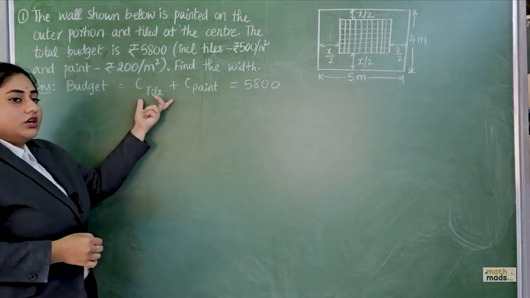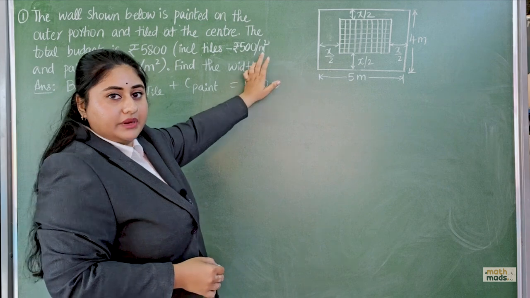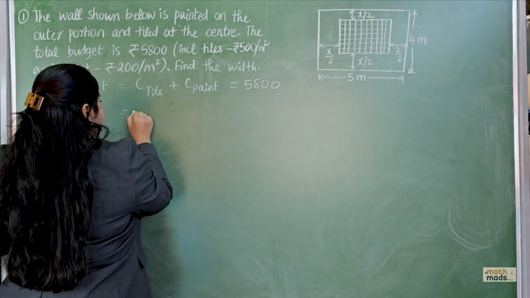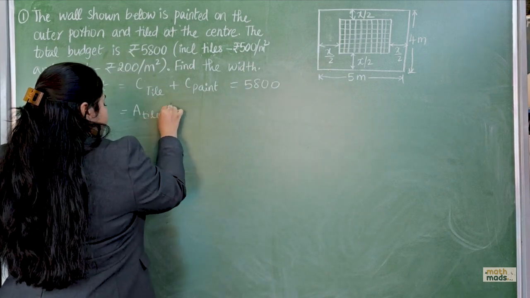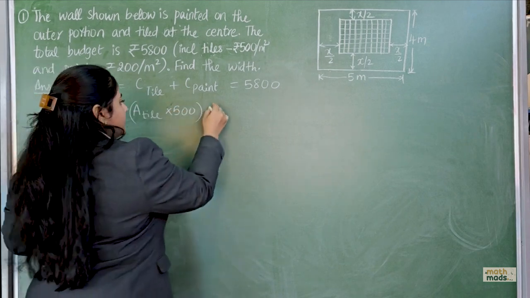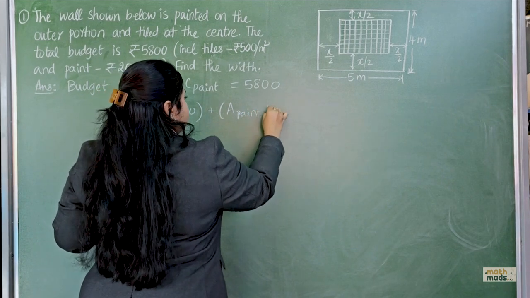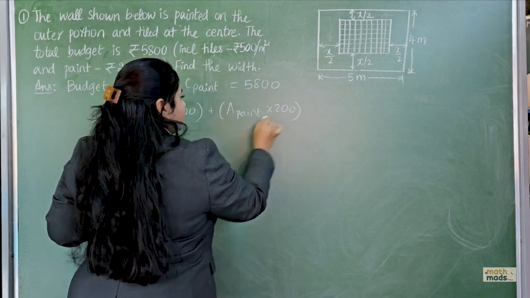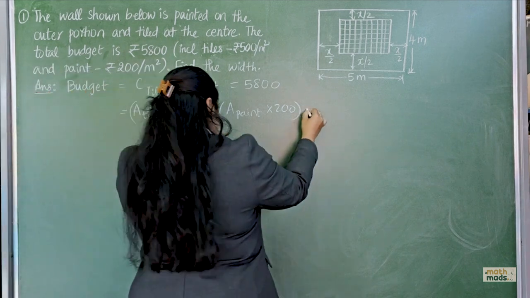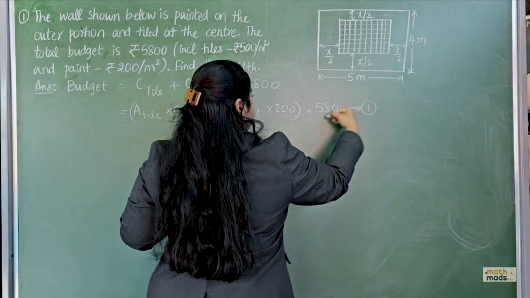Now how will I find total cost that I'm spending on tiling? We know that it is 500 per meter square. So if I do area for tiling into 500, I will get the cost for tiling. Similarly, area for painting into 200 will give me the total cost for painting. This is equal to 5,800. That is given. So let this be equation number 1.